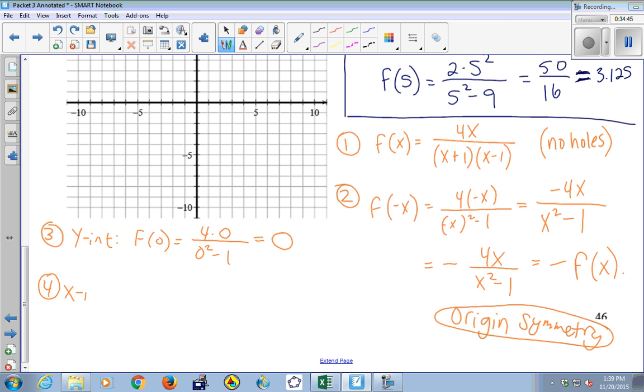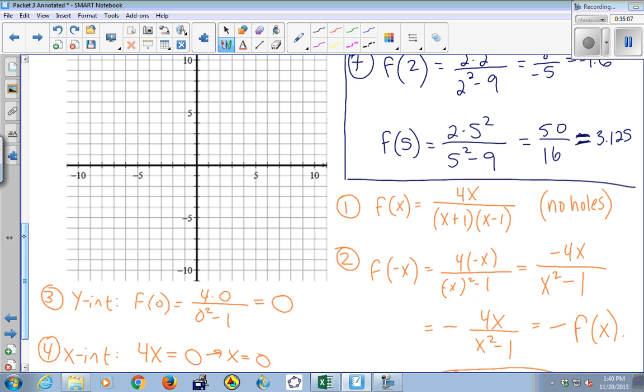For the x-intercept, you set your function equal to 0, but a fraction can only equal 0 if its numerator is 0. So all I have to set equal to 0 is 4x. Just set the numerator equal to 0, and you get x equals 0. So my y-intercept and my x-intercept are both the origin again. Yeah, and if you have origin symmetry, it's got to go through the origin. So we know the origin's a point on the graph.